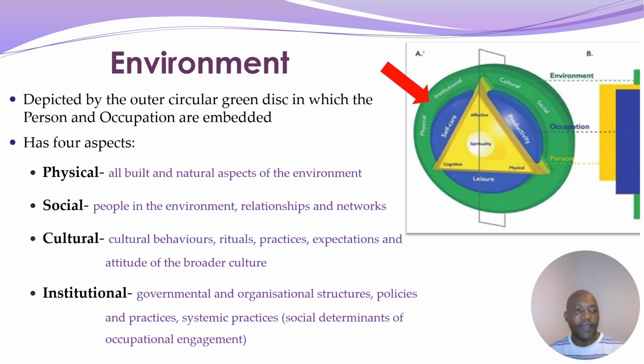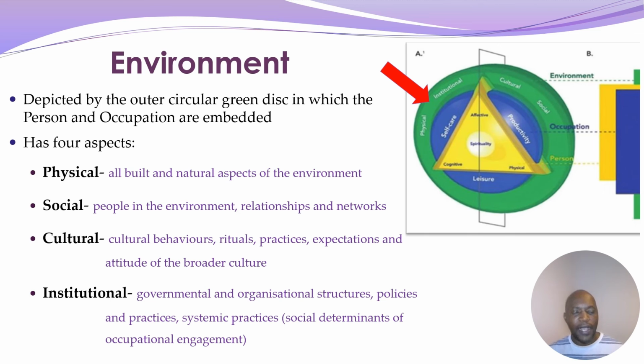Now we move on to the environment. For the environment, on the diagram it is depicted by the green circular disc, as shown by the red arrow. The environment has four components when we're using the CMOP-E, and these components include the physical. So the physical environment, we are referring to all built infrastructure, everything that is built that is man-made. It also includes natural aspects of the environment.